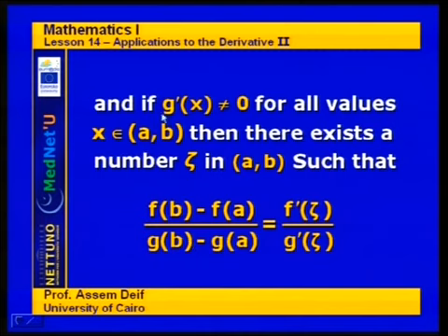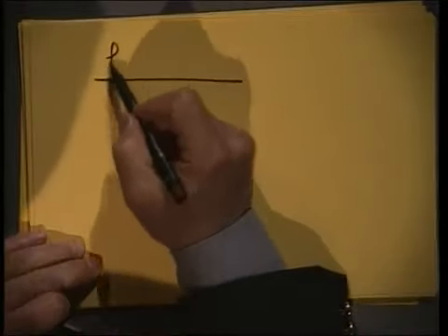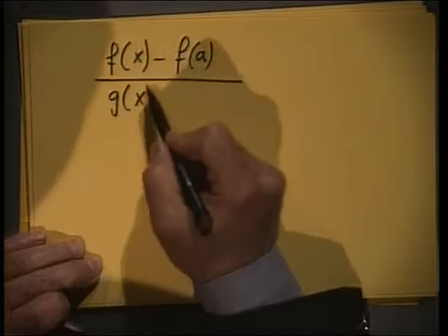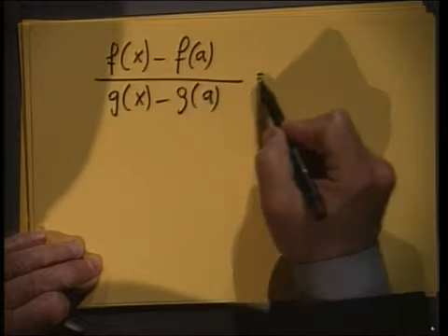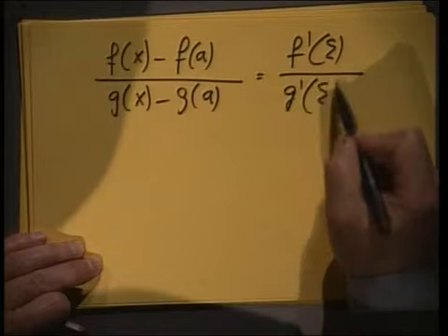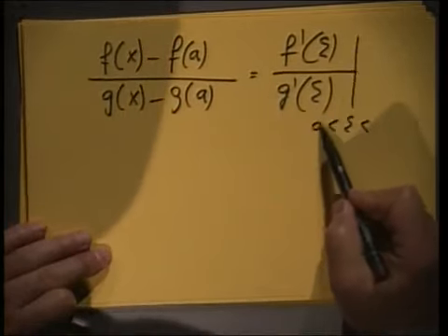But since here g dash of x is never equal to 0, there is no worry that g of a and g of b are equal. This result, this theorem, you can write in a better way. You can say that (f of x minus f of a) divided by (g of x minus g of a) is equal to f dash at point theta divided by g dash at point zeta, and this theta here is between a and x.